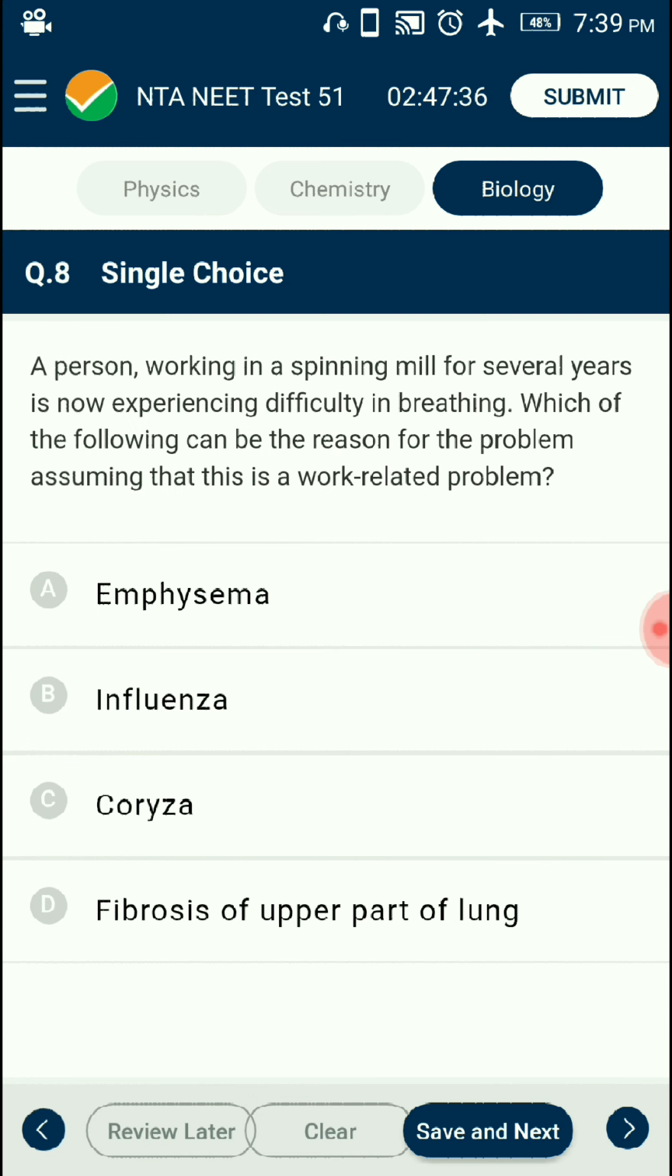Question number 8. A person working in a spinning mill for several years is now experiencing difficulty in breathing. Which of the following can be the reason for the problem, assuming that this is a work-related problem?